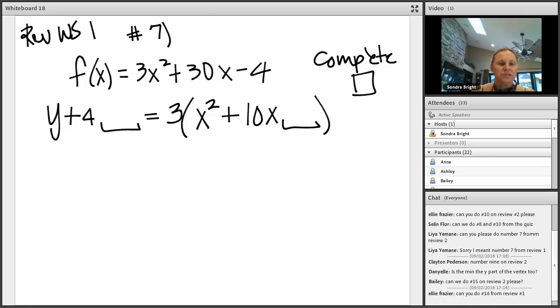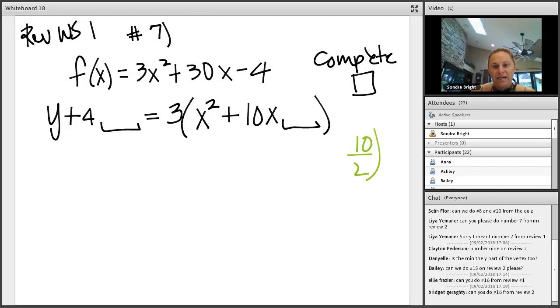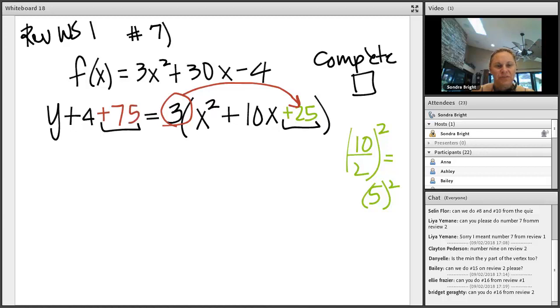And then when you go to complete the square, you take the middle term, the b term, right, so 10, and you cut it in half, and you square it, which is 5 squared, which is 25. So that's what I'm going to add here, is 25. But what I really added to the right-hand side was 3 times the 25. So I really added 75. So that's what I'm going to add to the left-hand side. And then I clean it up, and it's y plus 79 is equal to 3 times a perfect binomial square.